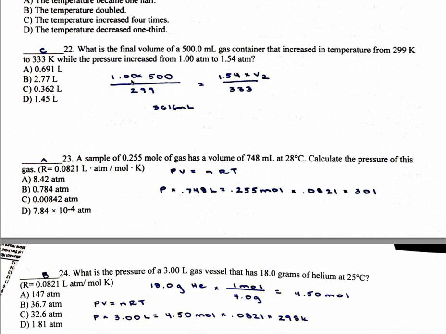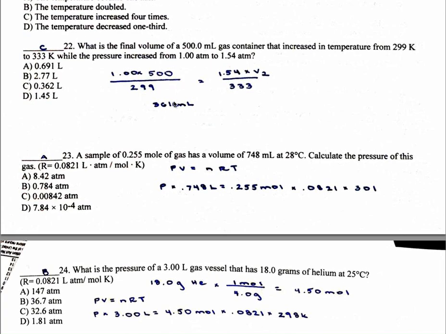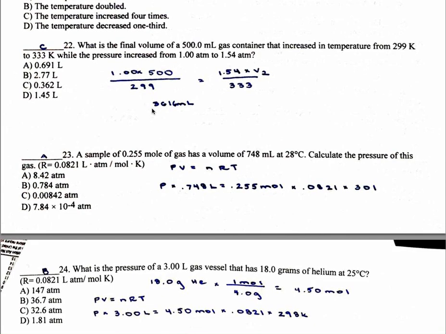So what I need to do, cross multiply. So 1 times 500 times 333 equals this times this times this. And then what I'm going to do is divide both sides by whatever this product is, to solve for V2. So I got this answer right here. If you notice, my answer is in milliliters, and they're asking for liters. So again, you move your decimal place over three places because you divide. So 1, 2, 3. Oops, sorry. That's 361.6, I believe. So 1, 2, 3. And so I get 0.362.